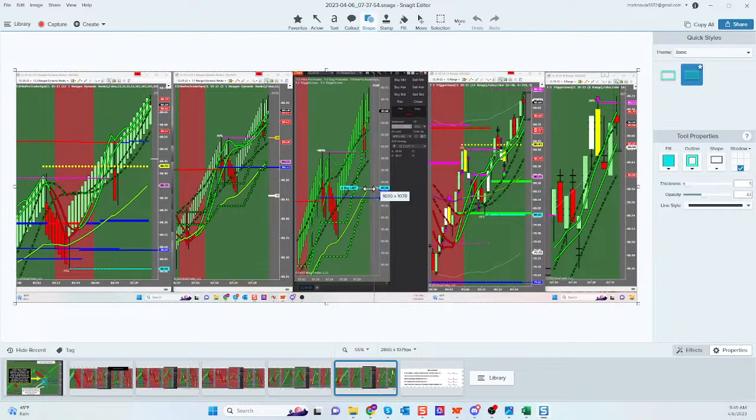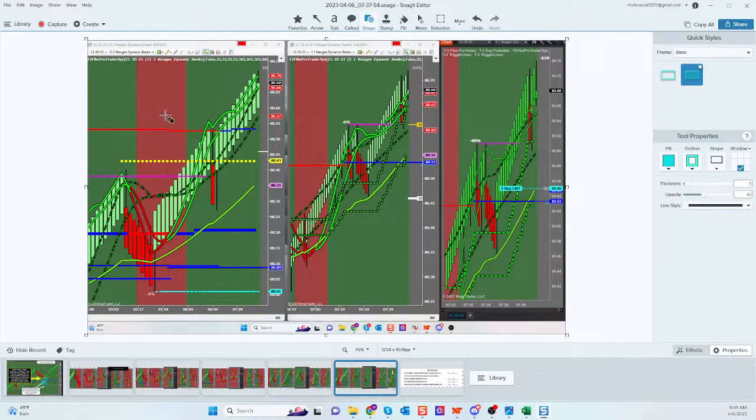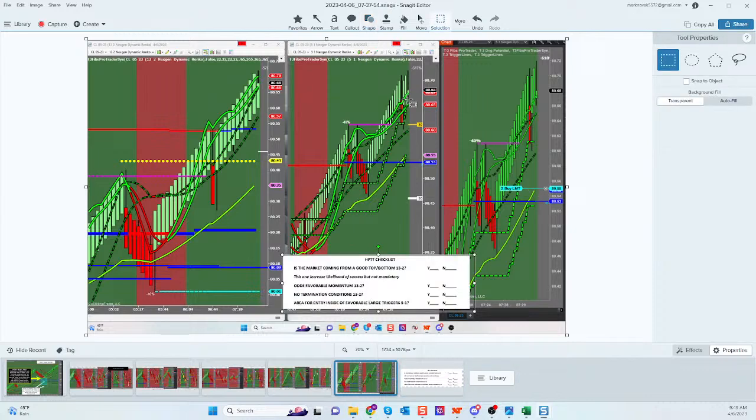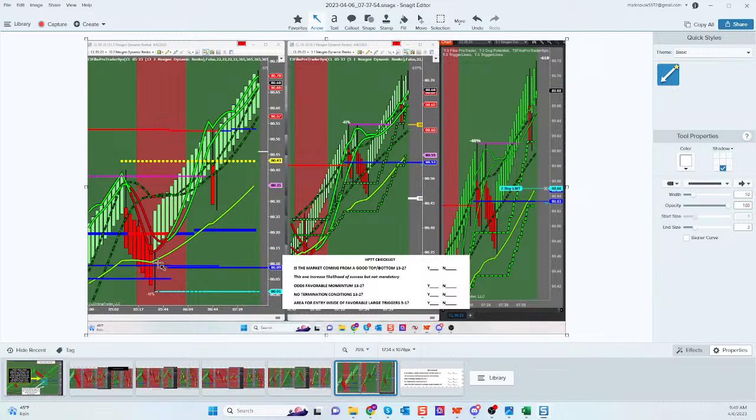Here's a pre-trade picture, right? Here's my rules being met. So I take a picture that's pre-trade. Is the market coming from a good bottom? Look at that support that creates a full reversal. Absolutely. This is just a way for me to check myself. Do I have odds favorable momentum? I do. No termination conditions? Nope. Area inside of favorable large triggers? Absolutely. So Jay Solar, all I'm doing here before I ever even get into a trade is I'm taking a picture and I'm making sure that I'm following my rules. I love pre-trade pictures.